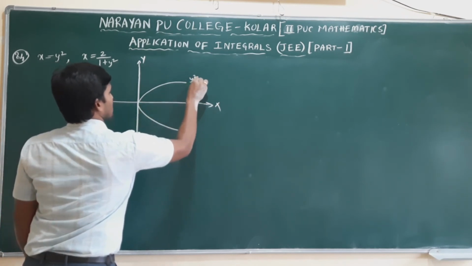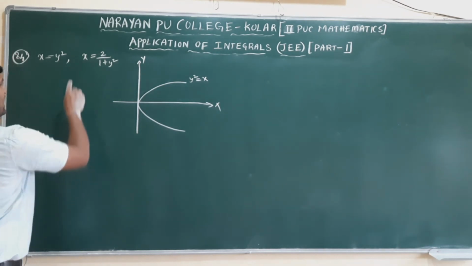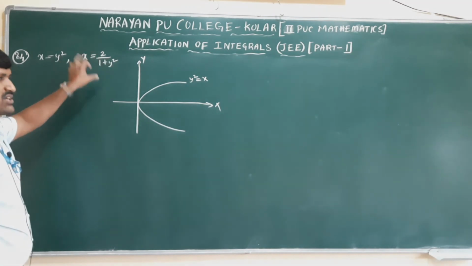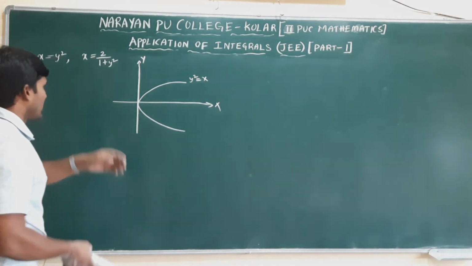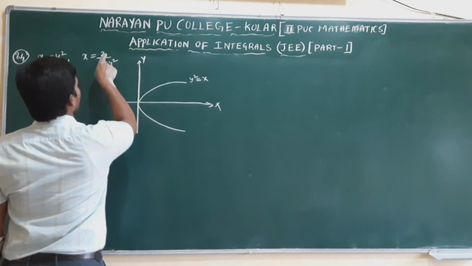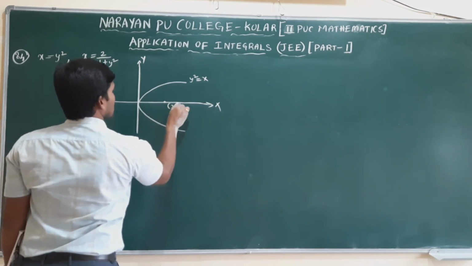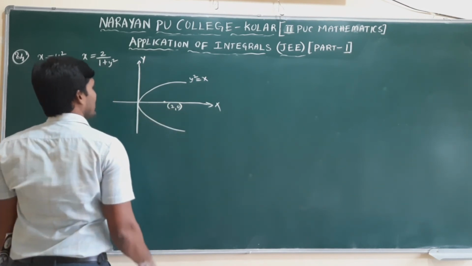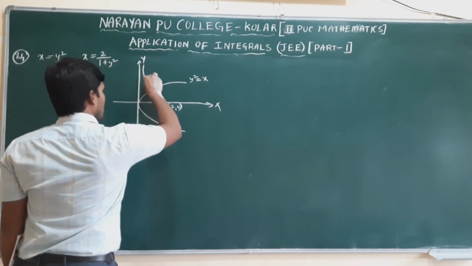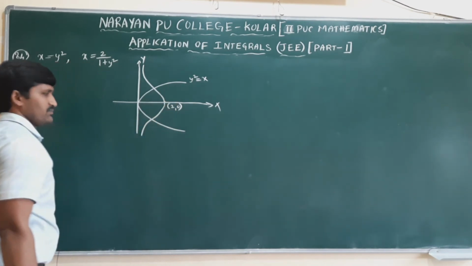Towards the positive x-axis. Coming to the second one, here x cannot be 0. The reason is very clear. If x is 0, the complete equation will be invalid. But y can be 0. If y is 0, what x value do we get? 1 plus 0, 2 by 1, we get 2. Now where these two intersect we don't know. This is the way the curve will come.